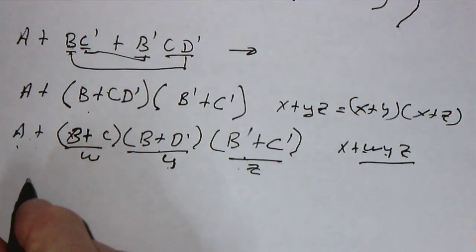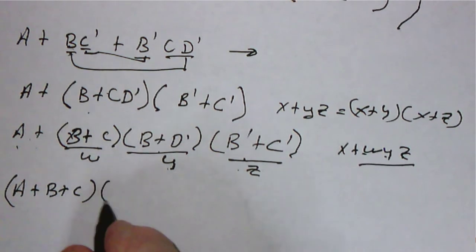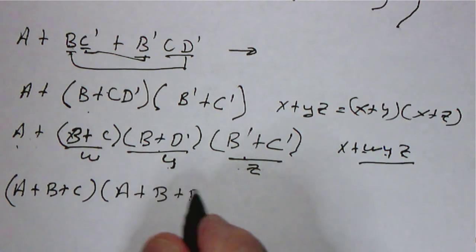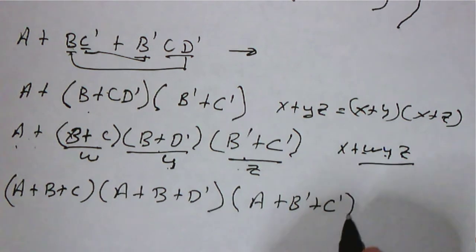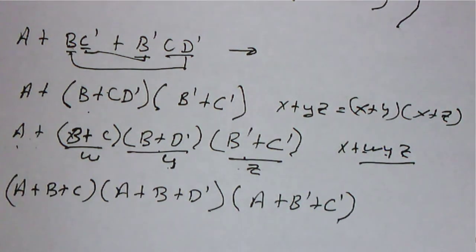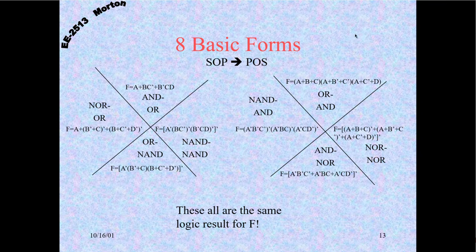So that's going to give us a plus b plus c times a plus b plus d prime times a plus b prime plus c prime. And then if we look at there, here's what we have: a plus b plus c, a plus b prime plus c prime, and a plus c prime plus d. So we have exactly the same thing. And then all we have to do is partially expand this, just like we did the other one, by double inverting it. And we partially expand it.